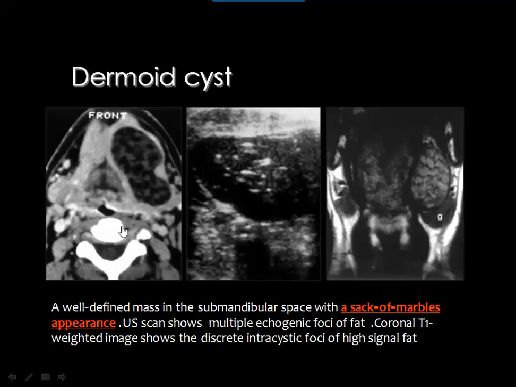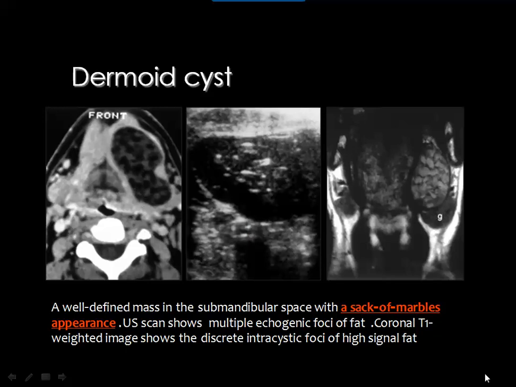And this is a classic appearance of dermoid cyst, showing the classic sign, which is the sack of marbles sign. And here by ultrasound, you know that fat will show very bright echoes or be echogenic, while in the CT scan the fat will appear of dark density. In an MRI T1 weighted image, the fat will show bright signal. But this is not a lesion which is exactly in the midline, but the presence of this sack of marbles sign or appearance is diagnostic for dermoid cyst.